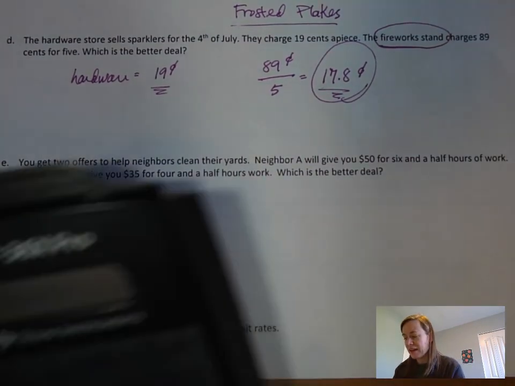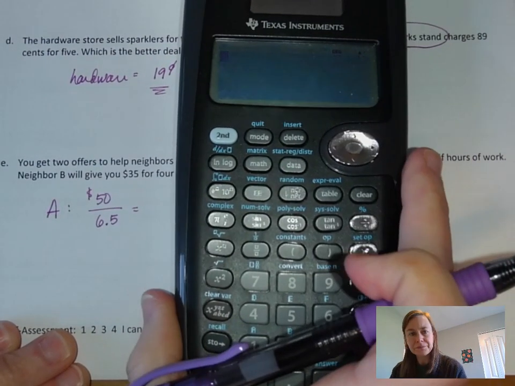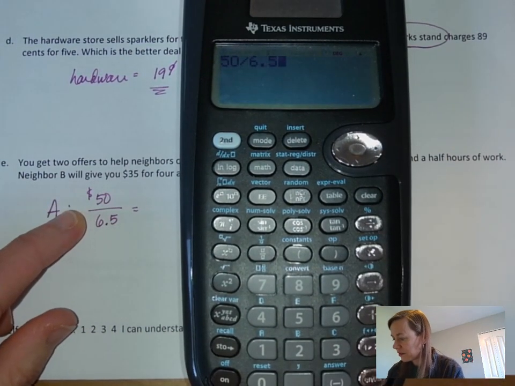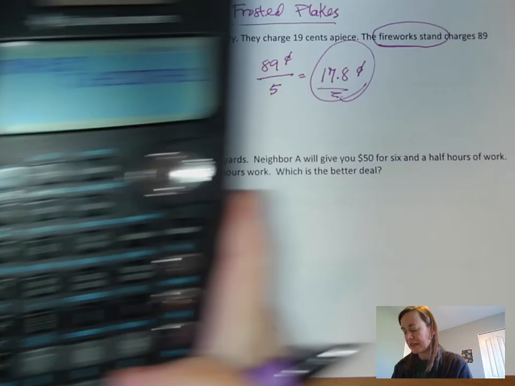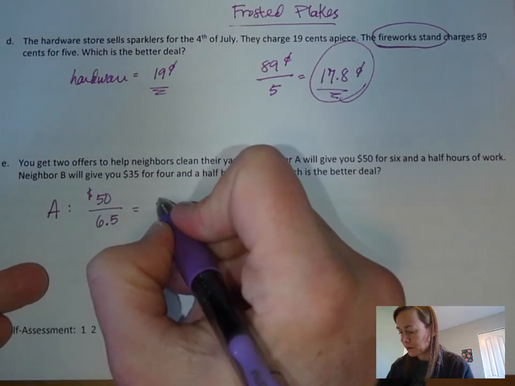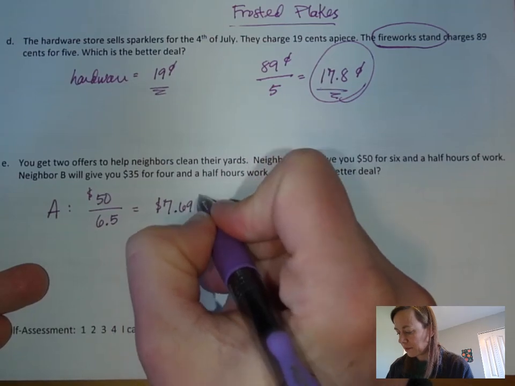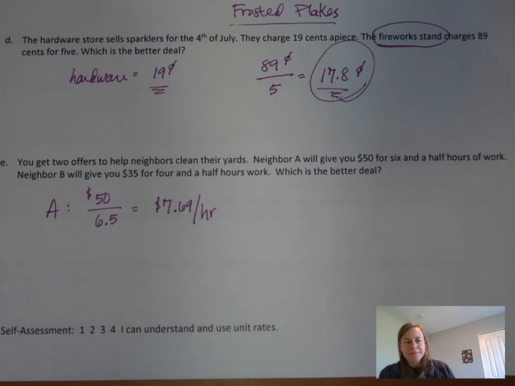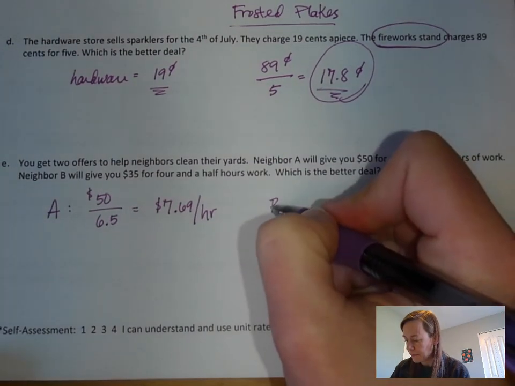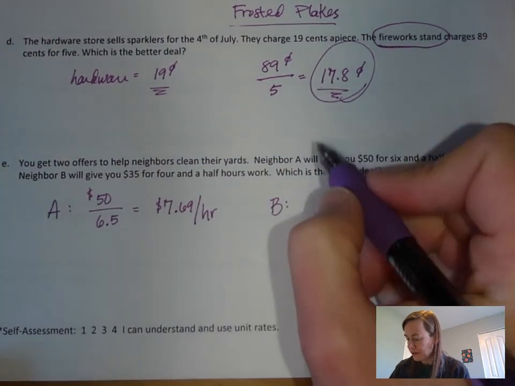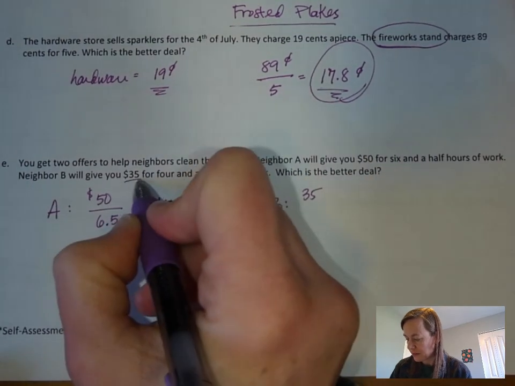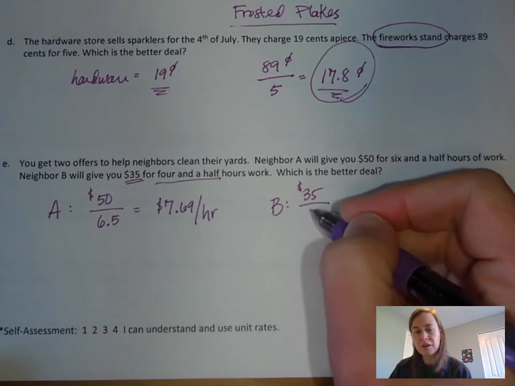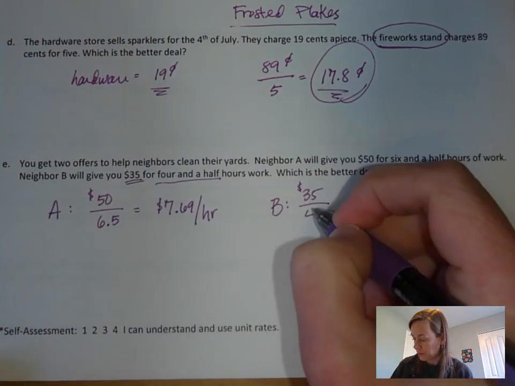Okay, now let's go ahead and divide and figure out the unit rate. So we have 50 divided by 6.5, 7.69. 7.69 per hour. All right, let's figure out for neighbor B. It looks like $35. Got that right there. $35 for how much? 4.5 hours of work. So we're going to put 4.5 on the bottom.